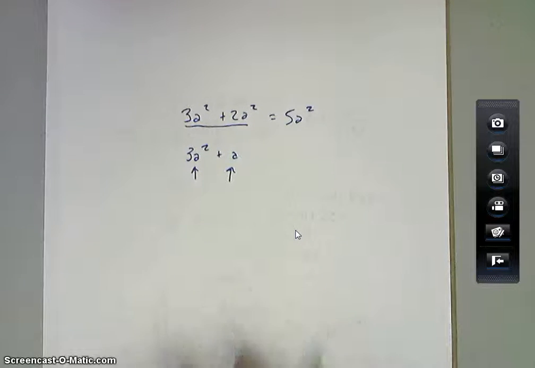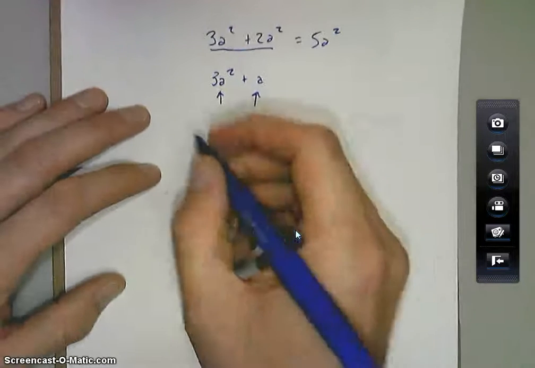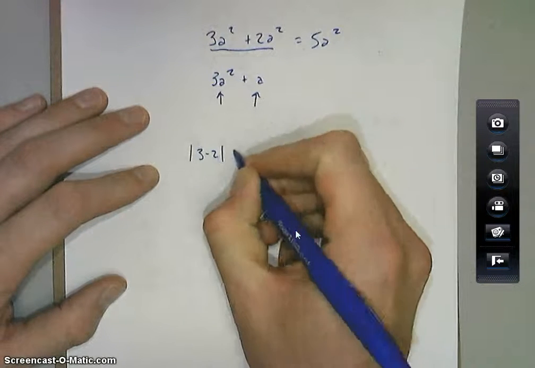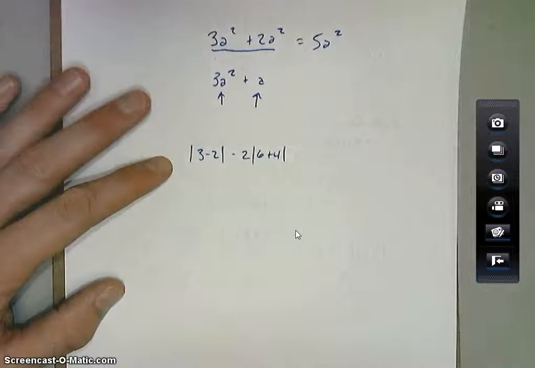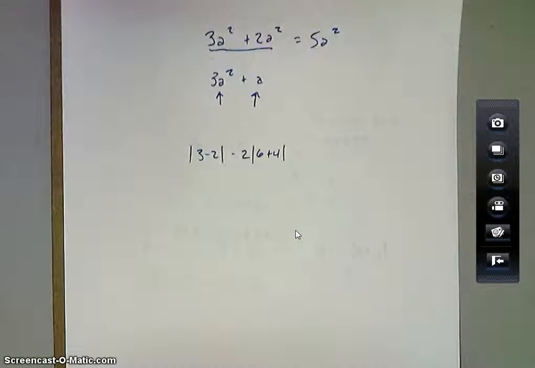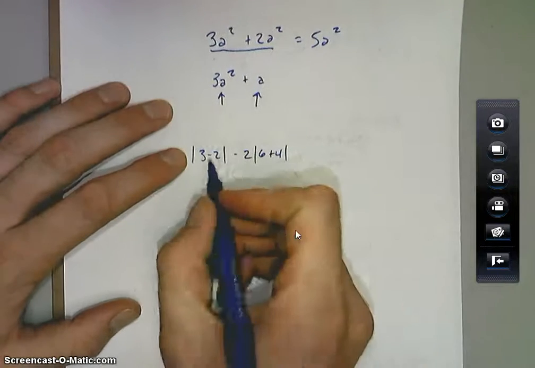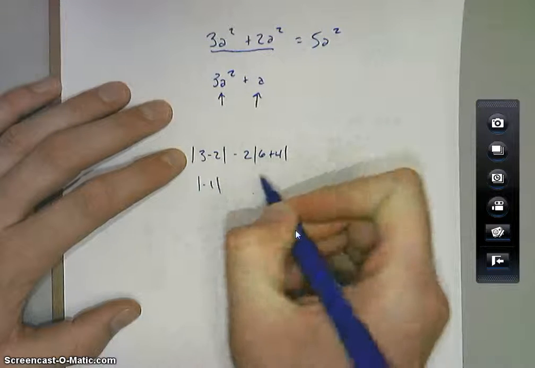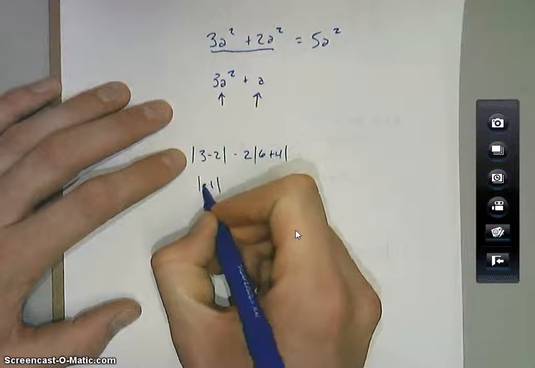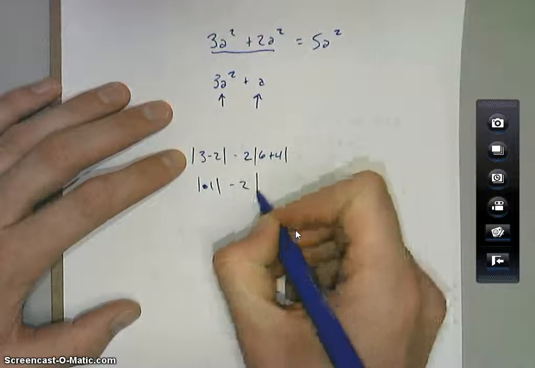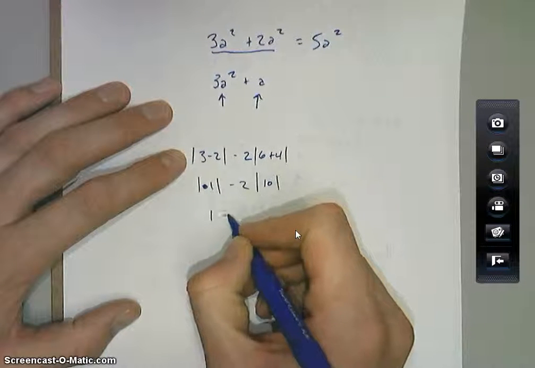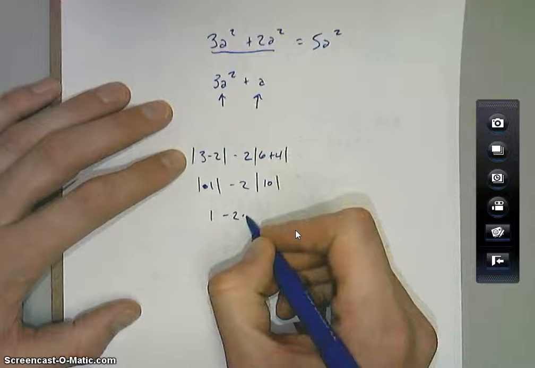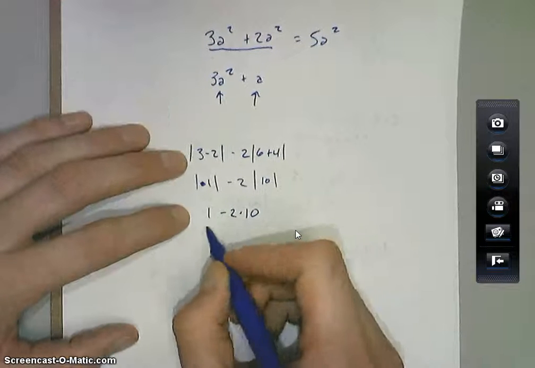Absolute value, we talked about today. So absolute value in an expression, if we had something like this as an expression with absolute value, and I wanted you to simplify it, what we're going to have to do is 3 minus 2, which is 1, and then 6 plus 4, which is 10. So absolute value of 1 is 1. 2 times absolute value of 10 is 10.